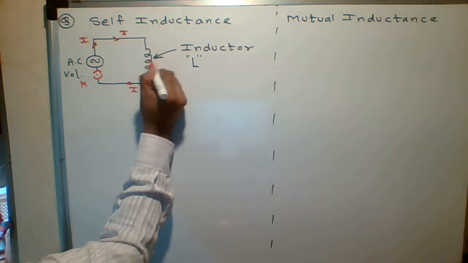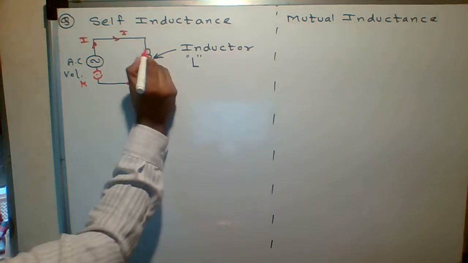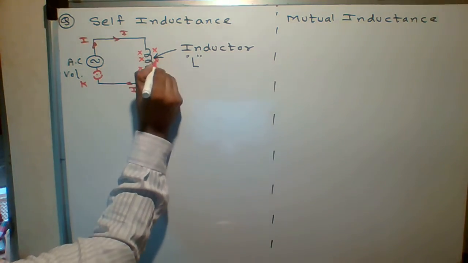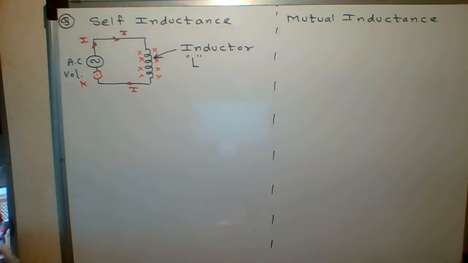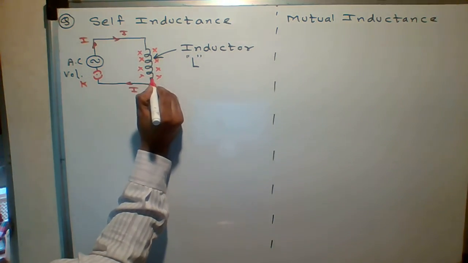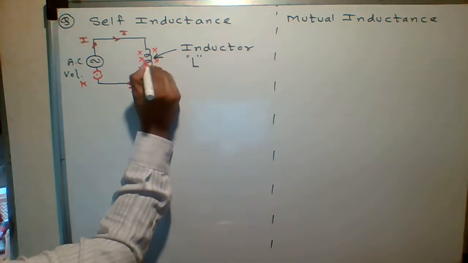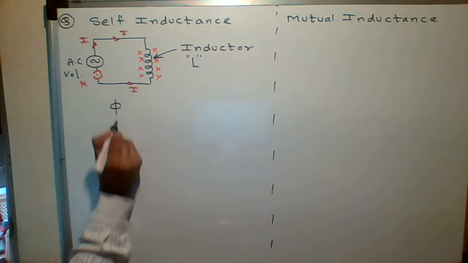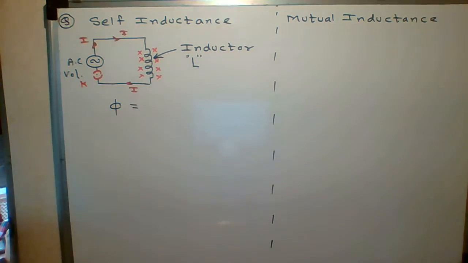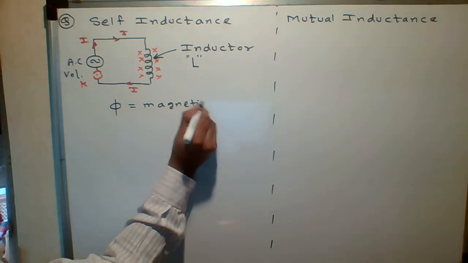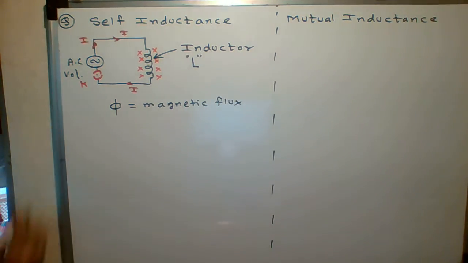When current starts flowing, what will happen here? We observe that due to current, a magnetic field is produced. That is a property of electromagnetic induction, as you know, magnetic field due to electric current. So when current is flowing, a magnetic field is produced, and that is represented by the letter phi. Phi is called magnetic flux.